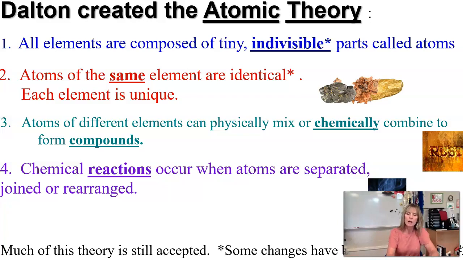So number 1, all elements are composed of tiny indivisible parts called atoms. Atoms aren't necessarily indivisible. They can be divided into their protons, neutrons, and electrons. At the point when Dalton came up with his atomic theory, he didn't know that. So that's why there's a little bit of a change to number 1. Number 2, atoms of the same element are identical. Okay, they're not identical. They're really close, but they're not identical.